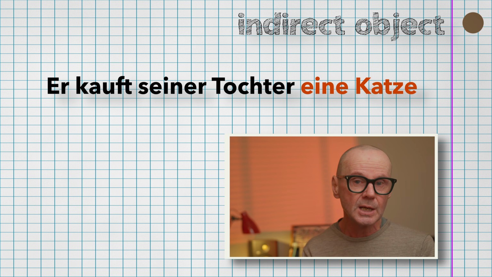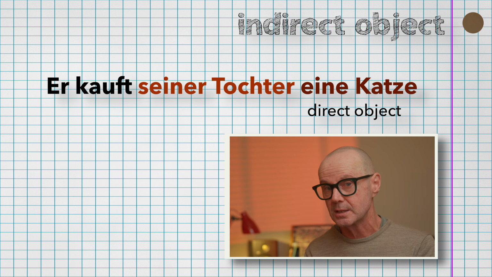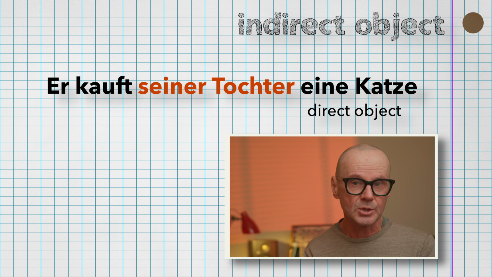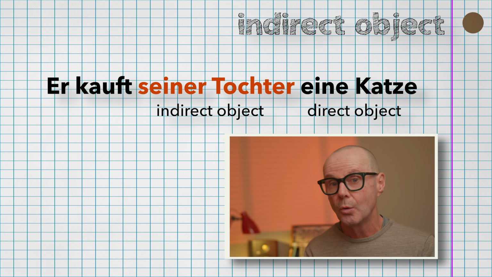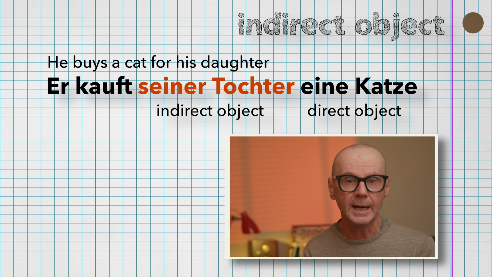But let's move on now to our next really important use of the dative. We often use the accusative case as the direct object case. Well then, the dative is often the indirect object case. And we've had one of these examples already. We said, kauft seiner Tochter eine Katze.